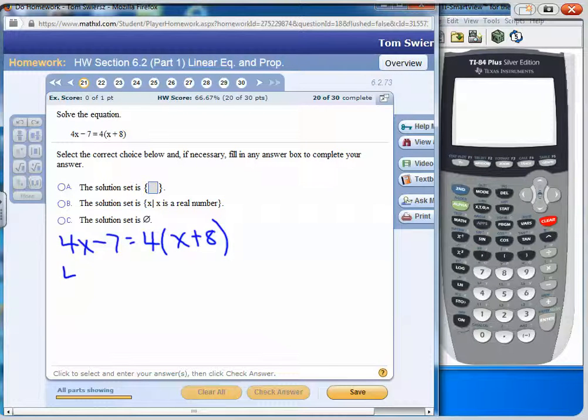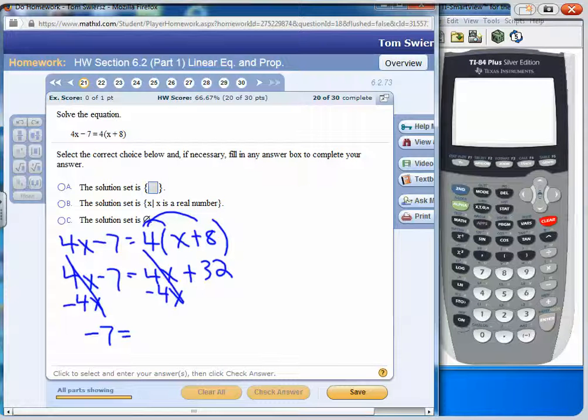All right, copy down the left side. We have to distribute 4 on the right side, which would give us 4x plus 4 times 8 is 32. Now, on both sides there's a 4x, so to get rid of the 4x, we would subtract 4x from both sides. Now, here's something that never has happened before in the equations we've solved previously. The x's cancel on the left side, and we get a negative 7, but the x's also cancel on the right side, because 4x minus 4x is 0, we get 32.